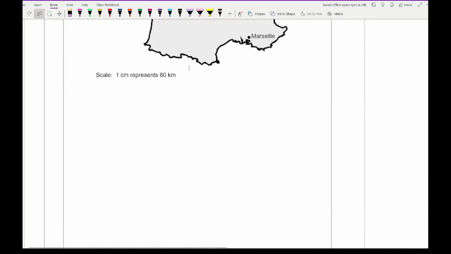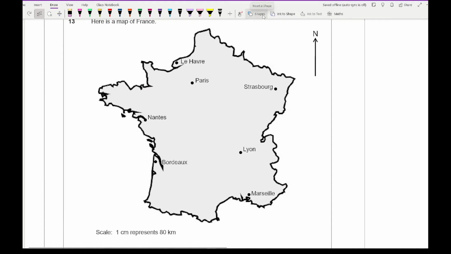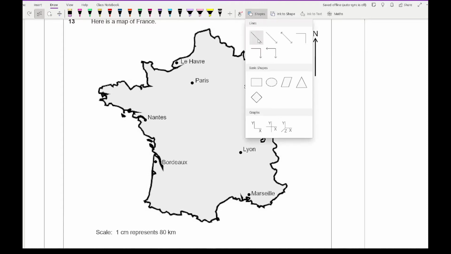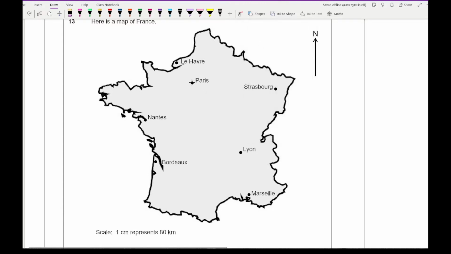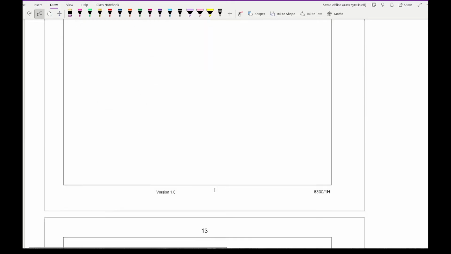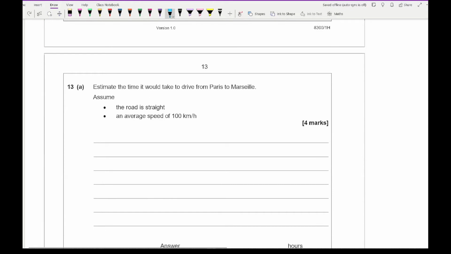Now what you need to do for this, and again, depending on the size of your paper, whether it be A4 or A5, or even smaller, let me just go through the directions, because obviously the answers are going to be different depending on the size. So first things first, you draw a straight line from Paris to Marseille. And what you then want to do is measure this line. I definitely would measure it in centimeters. So once you've measured that in centimeters, what you then want to do is multiply.